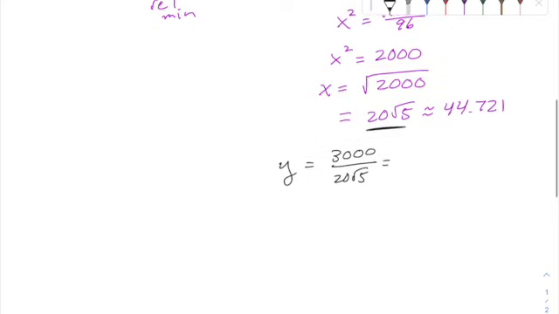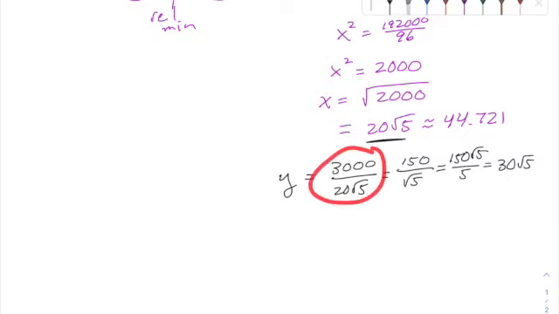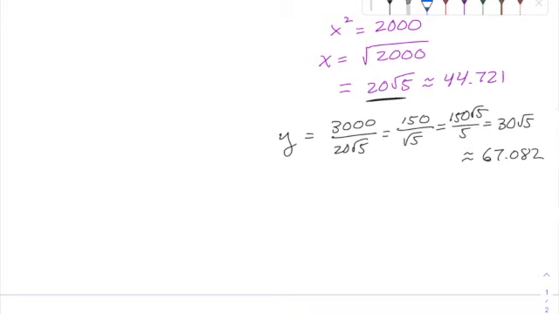And then actually 20 goes into that pretty nicely. It goes in 150 over root 5. And when you rationalize that, that'll be 150 root 5 over 5, and then that actually reduces to 30 root 5. So if you want to use a decimal, check that on your calculator, or maybe you just would use a calculator way back here and say, let's get this over with, that this would be about 67.082.